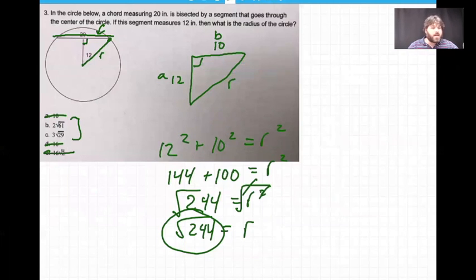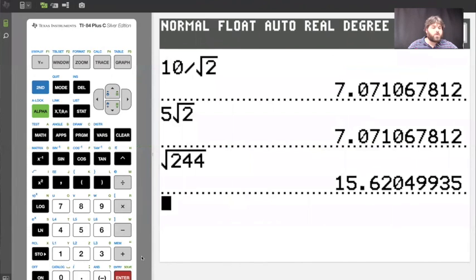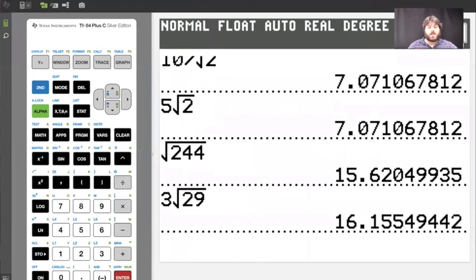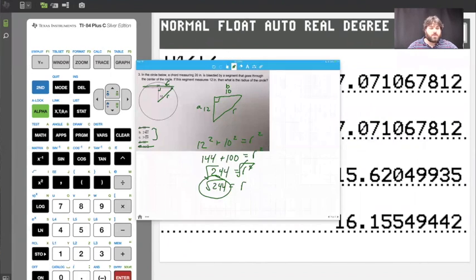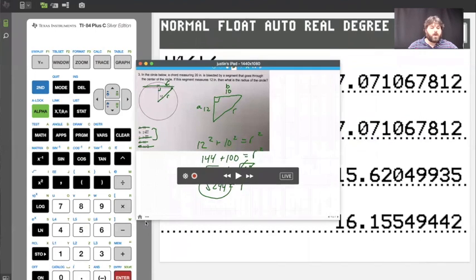That's pretty good. I can just guess and check with these. So I'm going to guess it's B, or I'll guess it's C. I don't know. So what I'm going to do is I'm going to plug it in here. 3 square roots of 29. So 3 times the square root 29. 3 square roots of 29 is equal to 16.15. So it's not that answer choice. That means it's got to be B. 6 times the square root of 21.